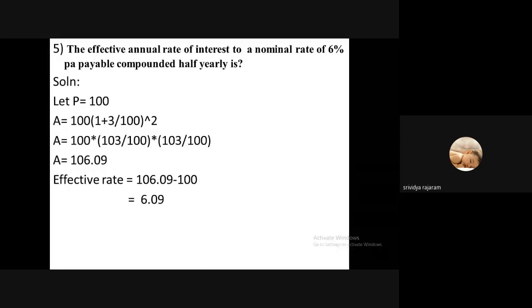The effective rate is nothing but the compound interest. So how to calculate compound interest? A is equal to P plus CI. So CI is nothing but A minus P. A what we have calculated is 106.09 minus P, which we have assumed as 100 rupees. So 106.09 minus 100 is 6.09. So this is the effective annual rate. The annual rate is nothing but for 1 year they are asking, so that's why we assume n as 1 there. Clear with this problem?